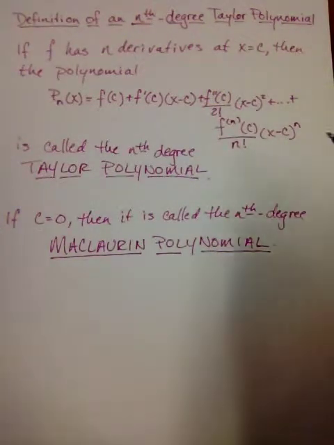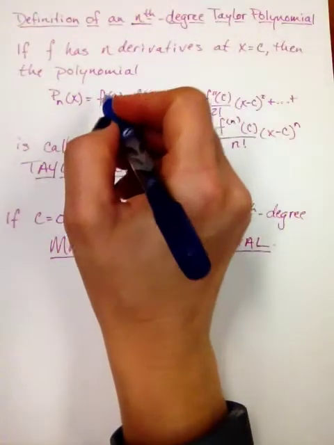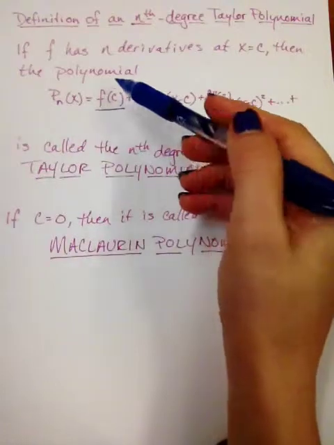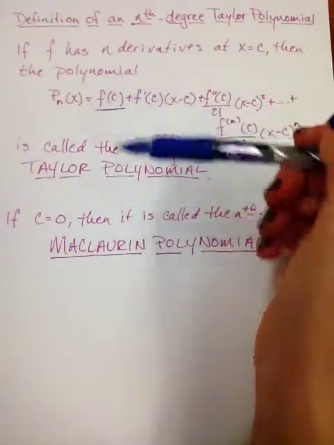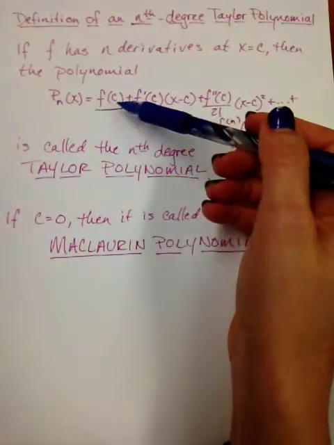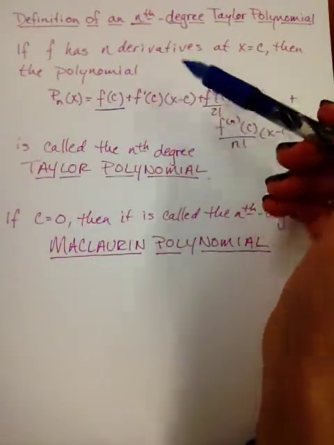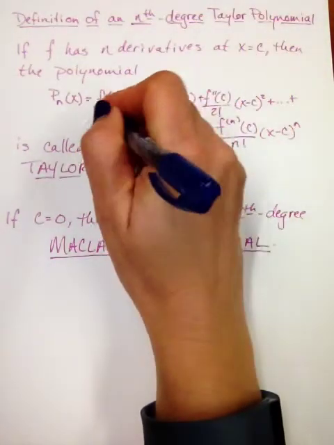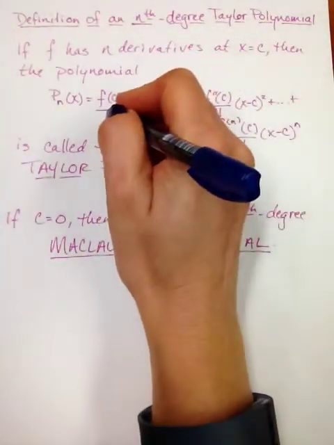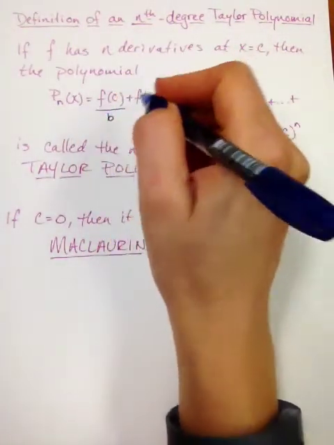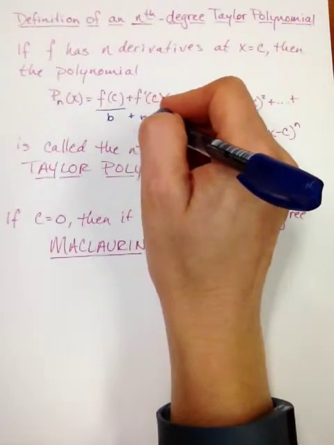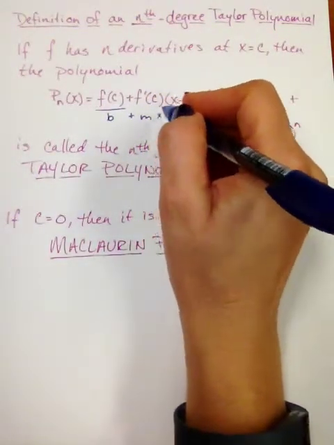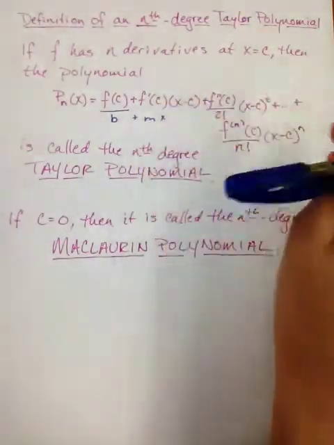So when I said that this was like a line of best fit, if you look at this first piece here, f of c, that's just like a y value. So if we're Maclaurin, this would be your y-intercept, plus your derivative at c, that's your slope. So think Maclaurin for a minute. This would be like your b, your y-intercept, plus your m, and then x minus 0, because it's centered at 0, would be x. y equals mx plus b.